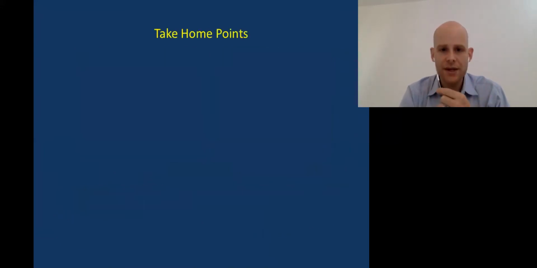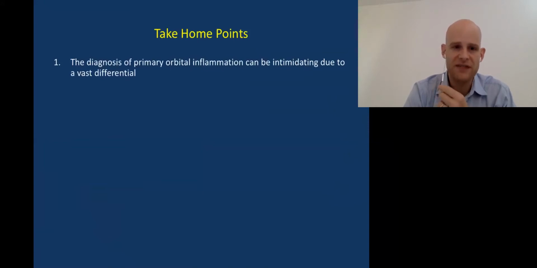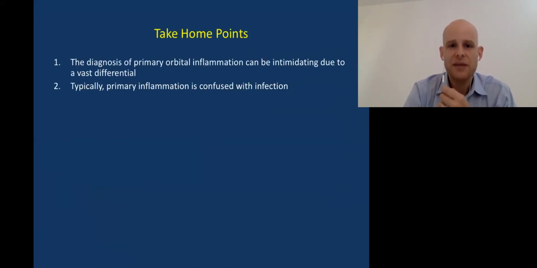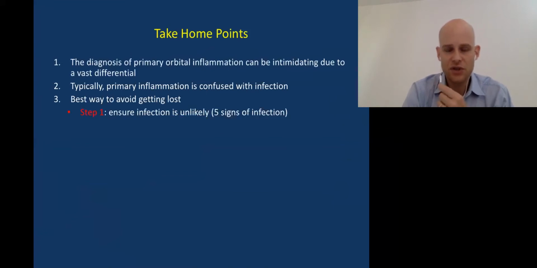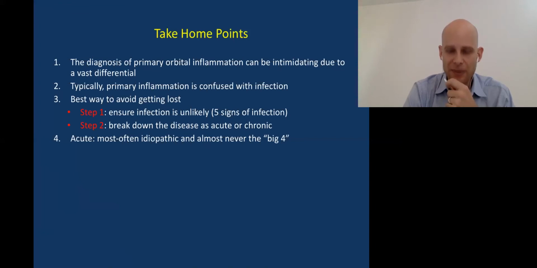So here are the take-home points. The diagnosis of primary orbital inflammation can be intimidating because of a very vast differential. Typically, primary inflammation is confused with infection. The best way to avoid getting confused is to do step one, which is to ensure that infection is unlikely. So look at those 5 signs of infection. And then step two, which is to break down the disease as acute or chronic. If it's acute, it's most often idiopathic, and it's almost never the big 4. If it's chronic, it can be anything.